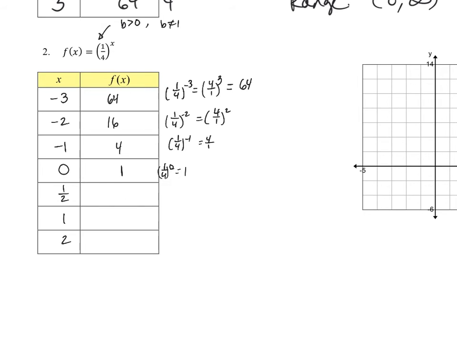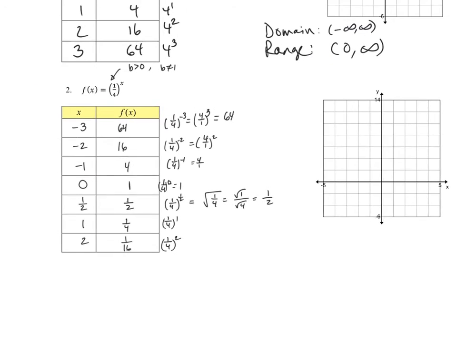And then if we have 1/4 to the 1/2 power, 1/2 power means square root, so the square root of the whole thing. Then we can take the square root of the numerator and the square root of the denominator separately. So that would be 1/2. And then 1/4 to the 1 is just 1/4. 1/4 squared is 1/16. So let's get a sense of what this looks like.